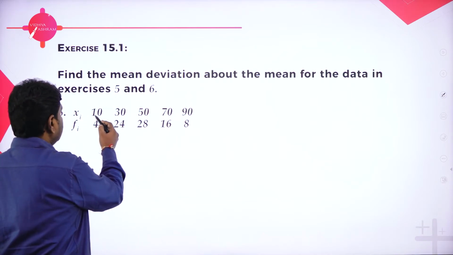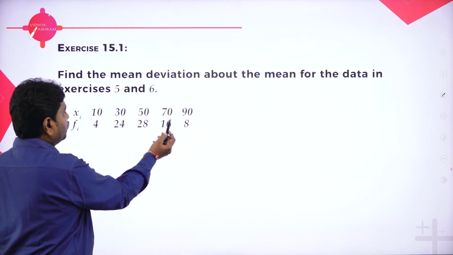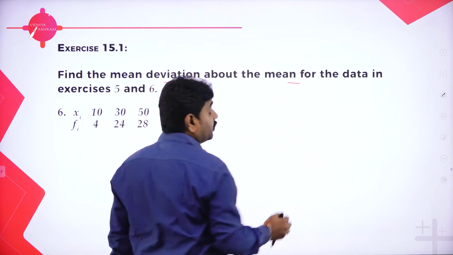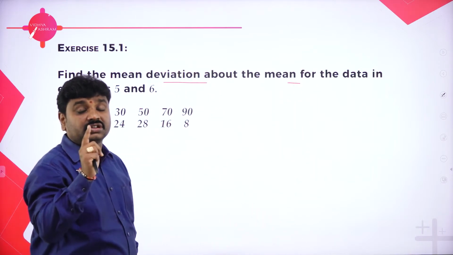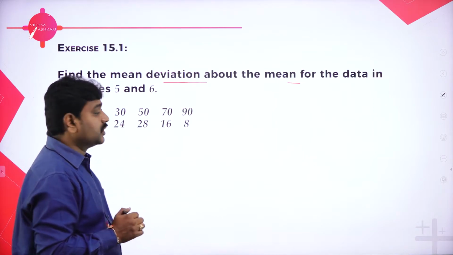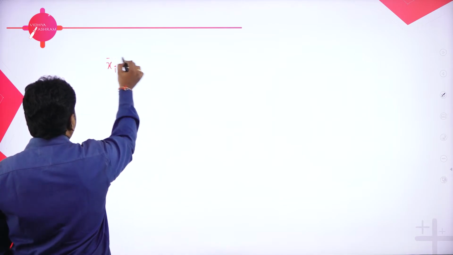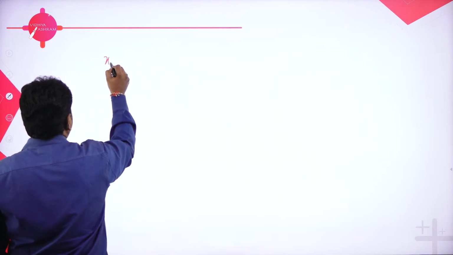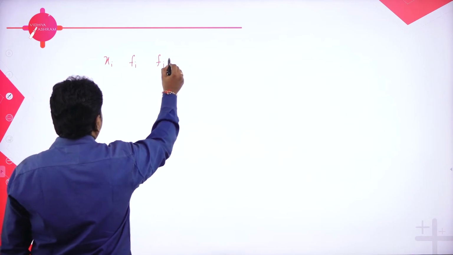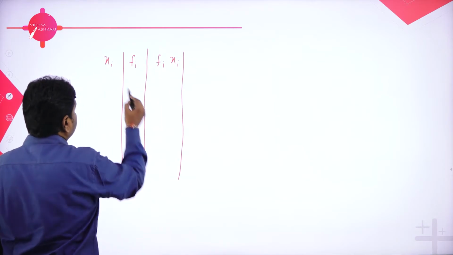Same thing, they gave xi as 10, 30, 50, 70, 90, and fi as 4, 24, 28, 16, 8. They want you to find the mean deviation from the mean. This is a regularly asked, important 5 mark question for your PUC board. So now what is the procedure? First we should make a table. The table should contain the entries of xi, then the entries of fi, then fi into xi. First we'll do this to get the mean, then we'll proceed.